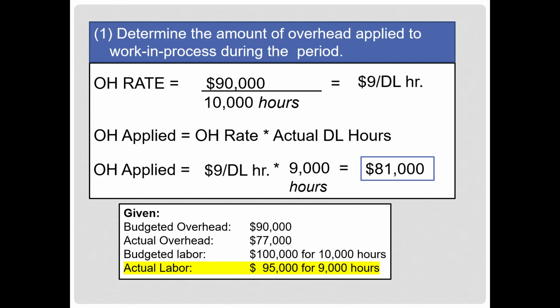So we know three numbers about overhead. We know that it was budgeted to be $90,000. It actually came in much lower at $77,000, and we assigned $81,000 to inventory. If you'll notice, activity was supposed to be 10,000 hours, and it was only 9,000 hours. Therefore, because activity was lower, this way of assigning overhead costs automatically adjusts for the lower activity. That $90,000 of budgeted overhead is never recorded on the books. It is simply the number that is used to calculate your overhead rate.